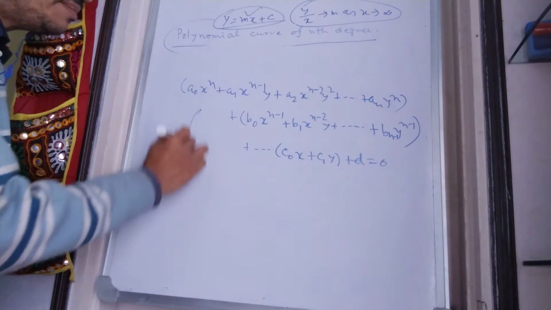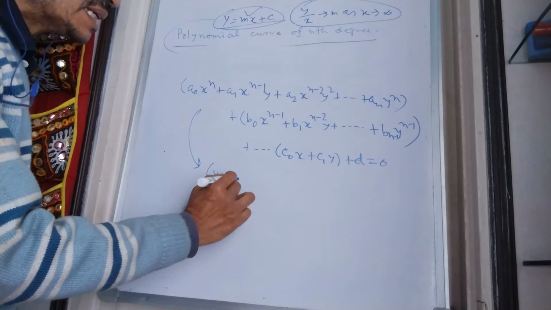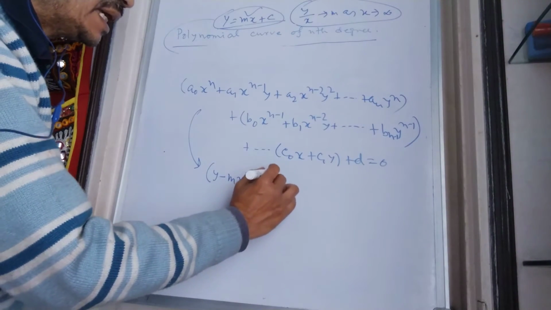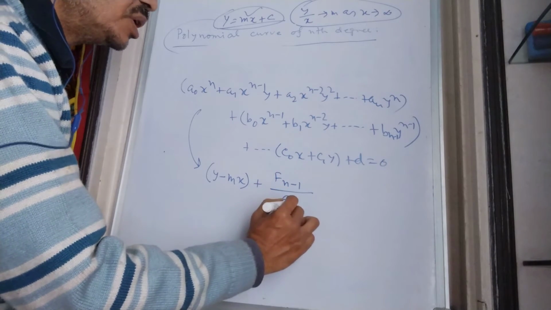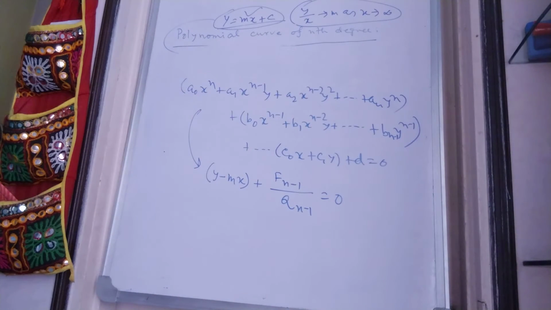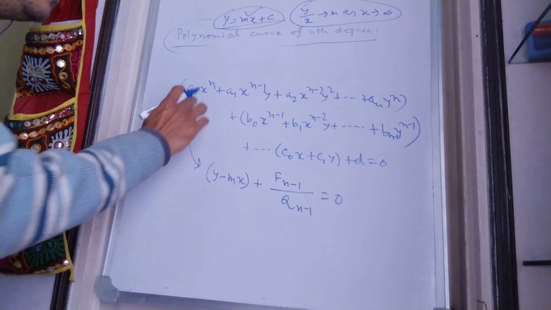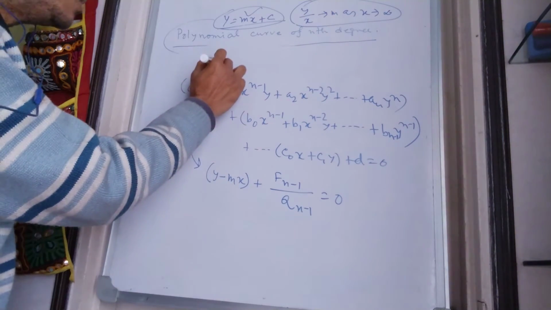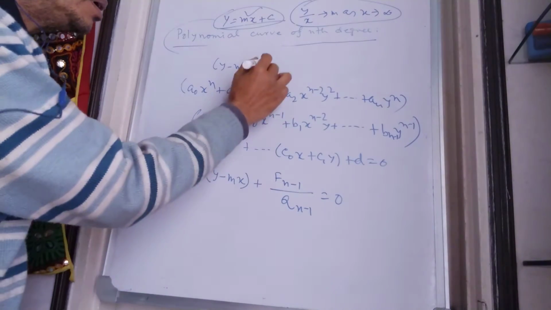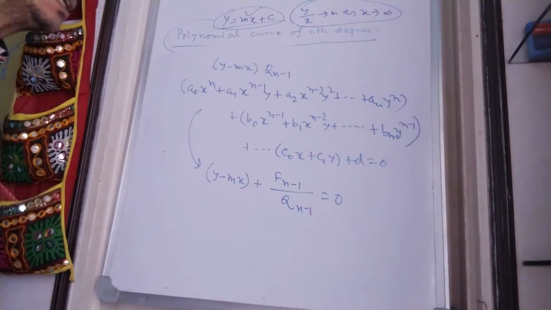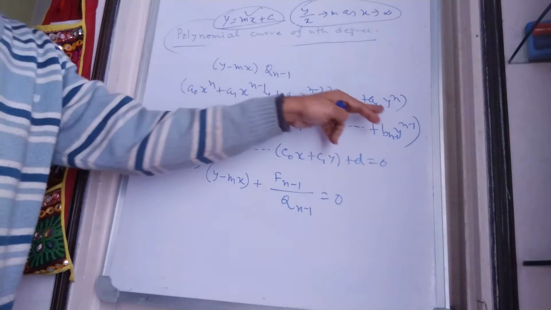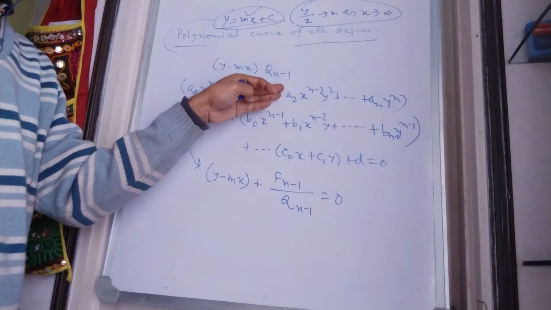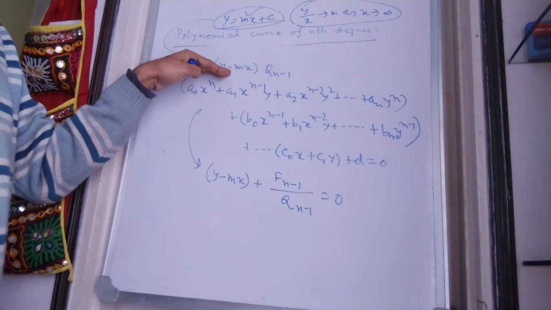Now this polynomial of nth degree may be written as, say, y minus mx plus f n minus 1 by q n minus 1. How? It is quite easy, because if this is the term comprising all nth degree terms, so if you can take a factor like this, it becomes a term of n minus 1th degree, isn't it so? This is the term of nth degree, x to the power n, then x to the power n minus 1 into y, so nth degree, n minus 2 into y square, so nth degree and then y to the power n, and we take a factor y minus m1 mx literally.